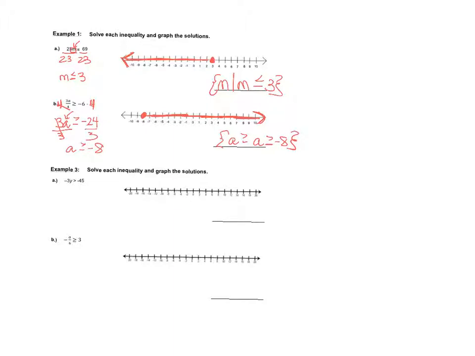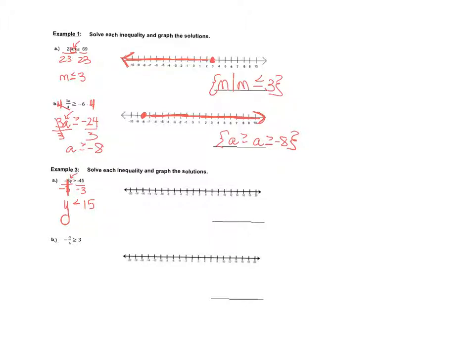Example 3a. I have my y that I'm trying to isolate. It's being multiplied by negative 3, so I'm going to divide both sides by negative. Red flag right there. Divided both sides by a negative. So I need to flip my inequality sign to less than. And negative 45 divided by negative 3, two negatives when we're dividing, is positive 15.